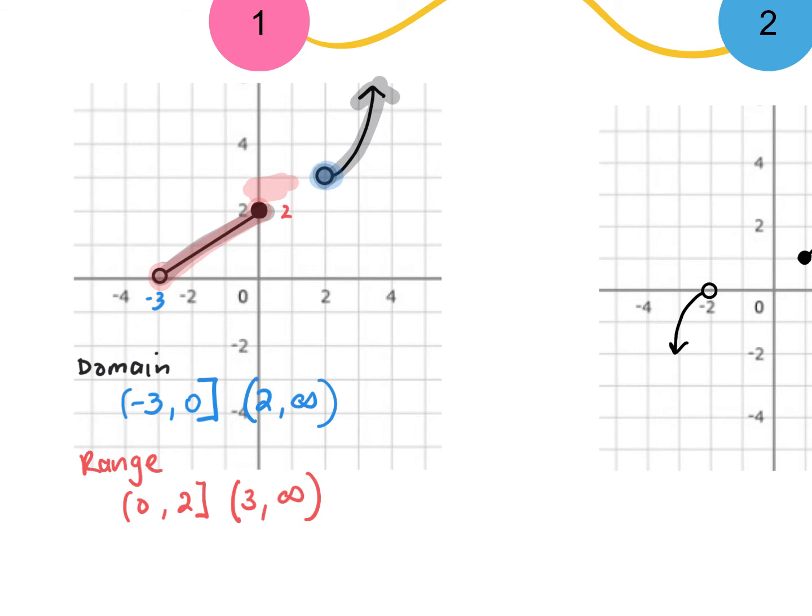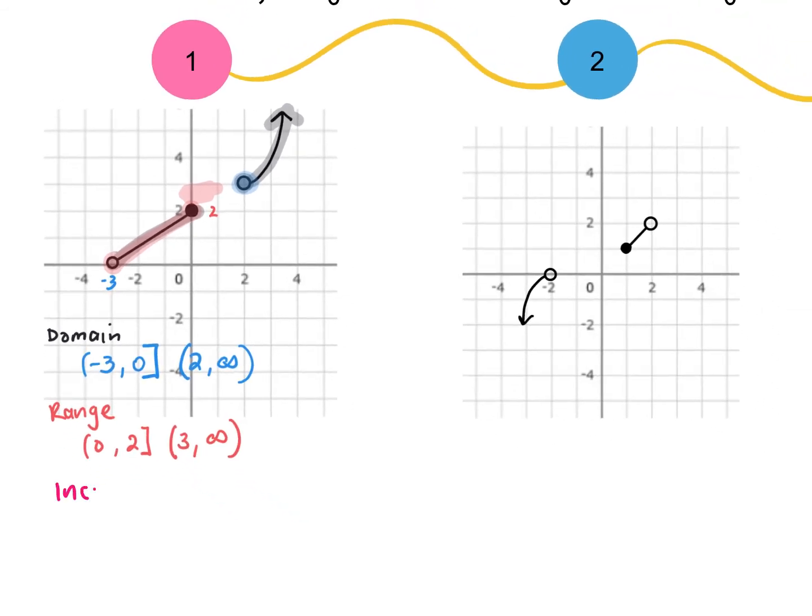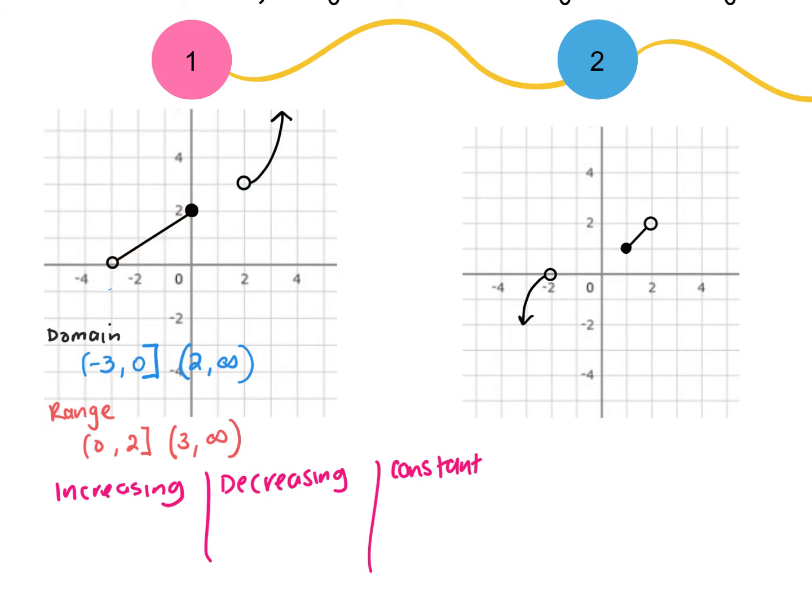Now we do increasing, decreasing behavior. So we're going to find all the spots in which this graph is increasing, all the spots in which it's decreasing, and constant. If there's none, we just leave it blank. Or actually, not leave it blank. We put none. I think on WebAssign it's DNE for does not exist, but I'm going to look that up right now.